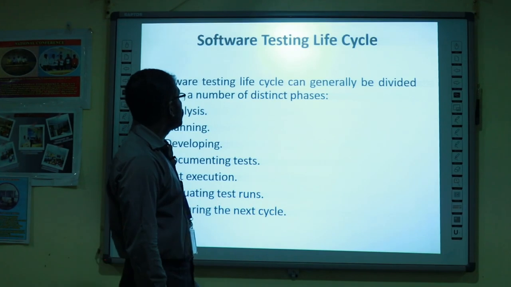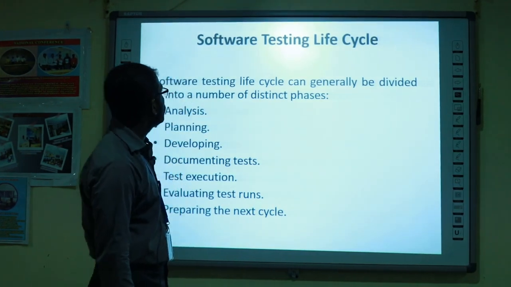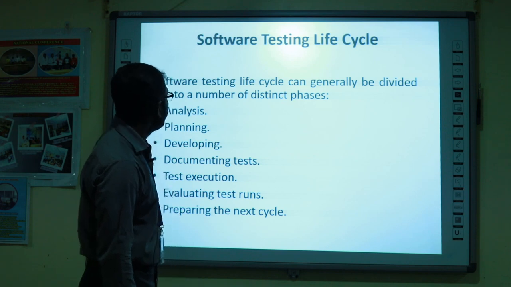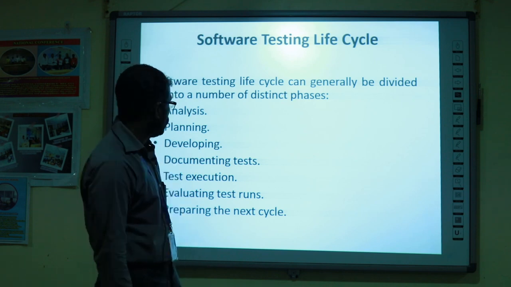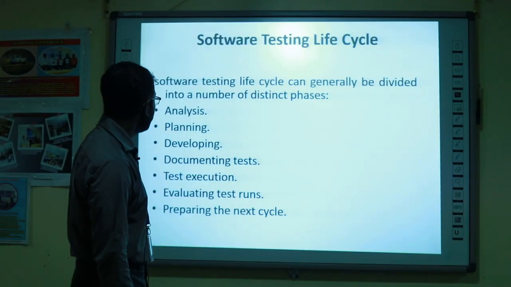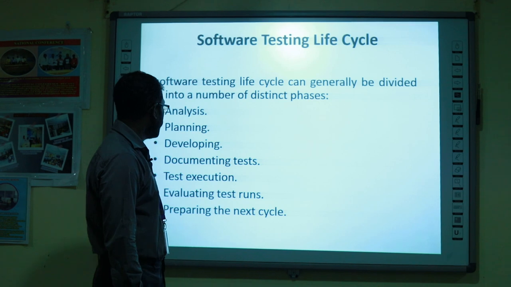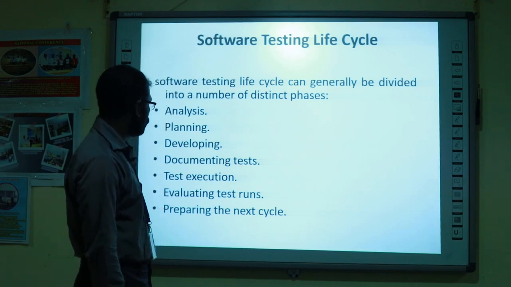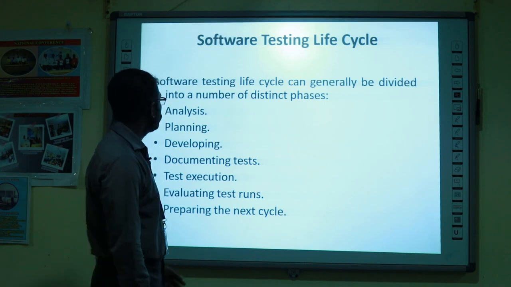Now we are going to talk about the software testing life cycle. In the software testing life cycle, we can generally divide it into a number of distinct phases. There are several phases: first is analysis, next planning, developing, documenting tests, test execution, evaluating test runs, and preparing the next cycle. First one is the analysis.